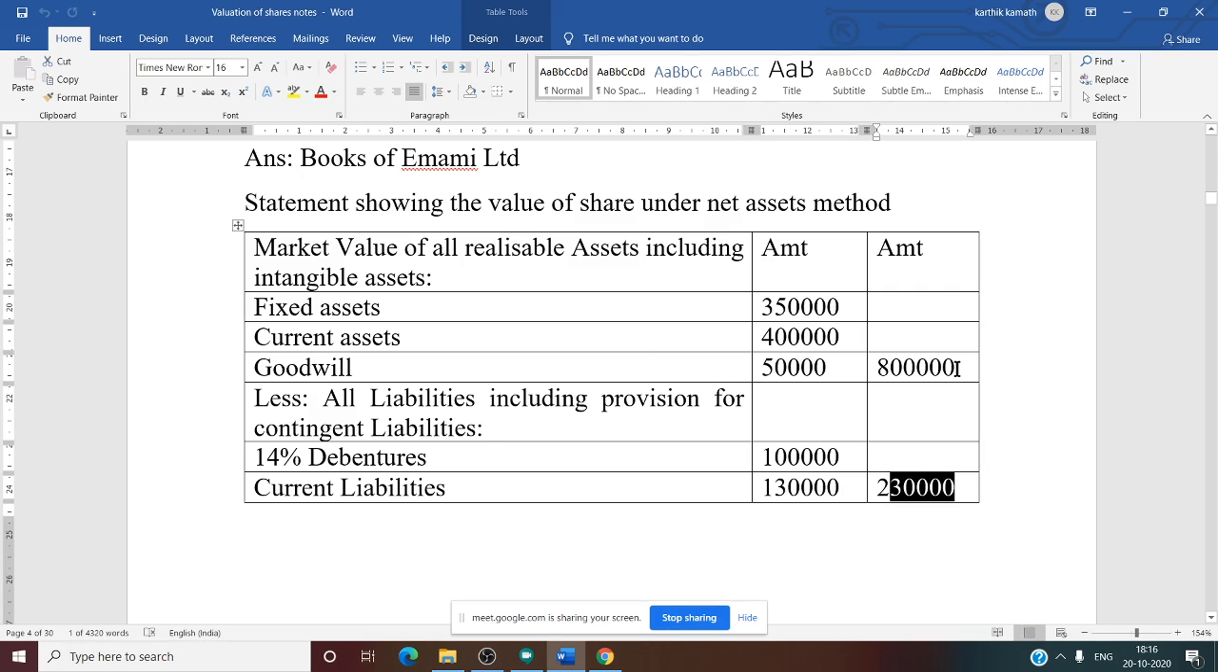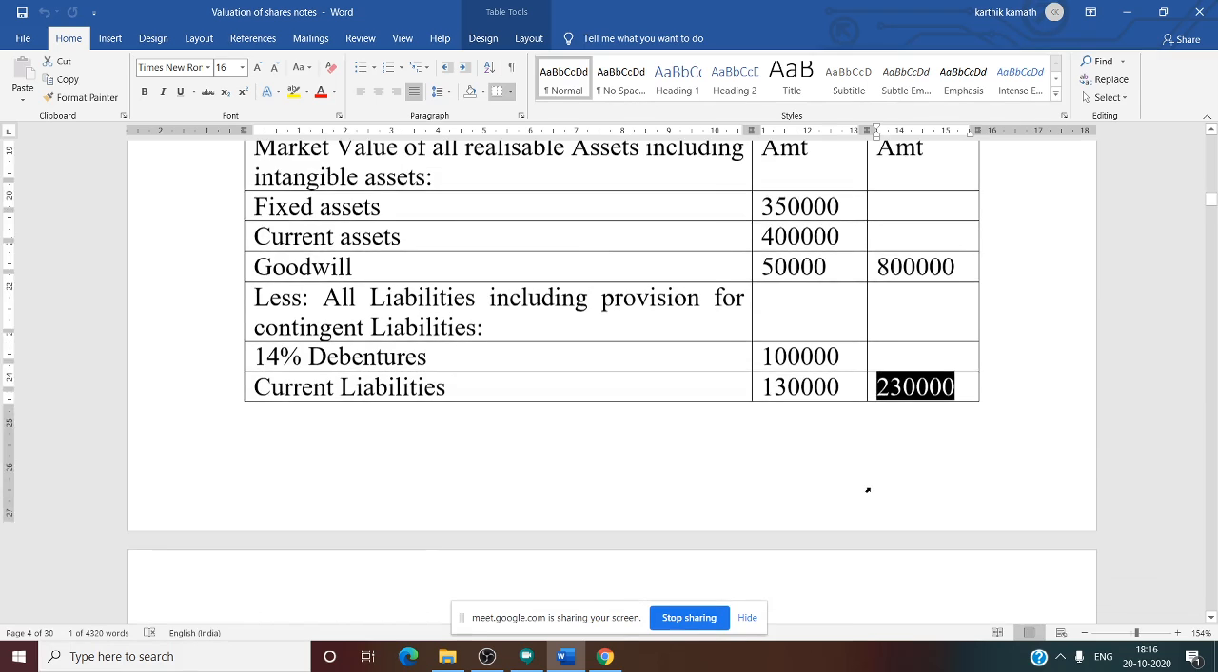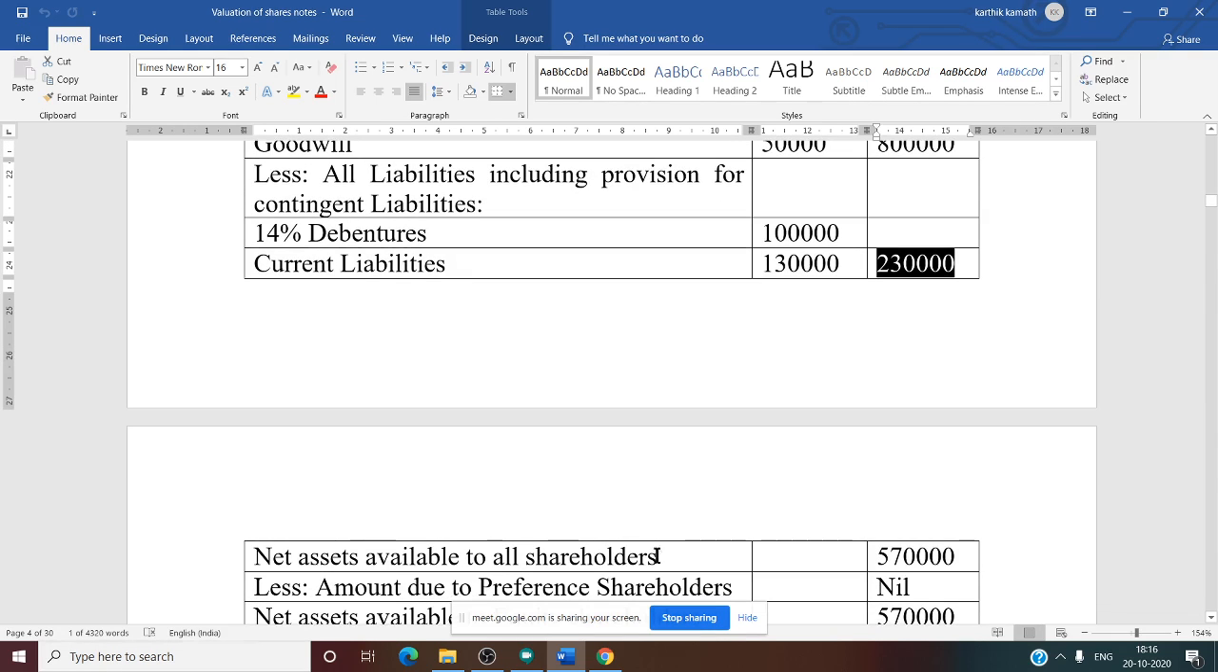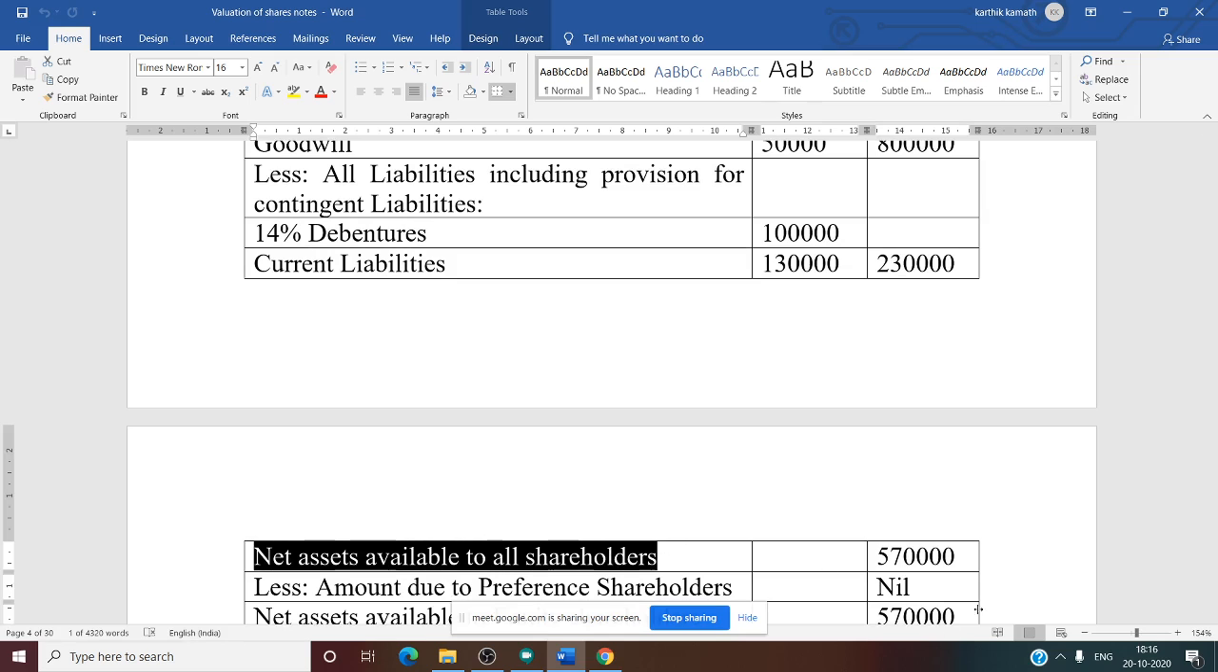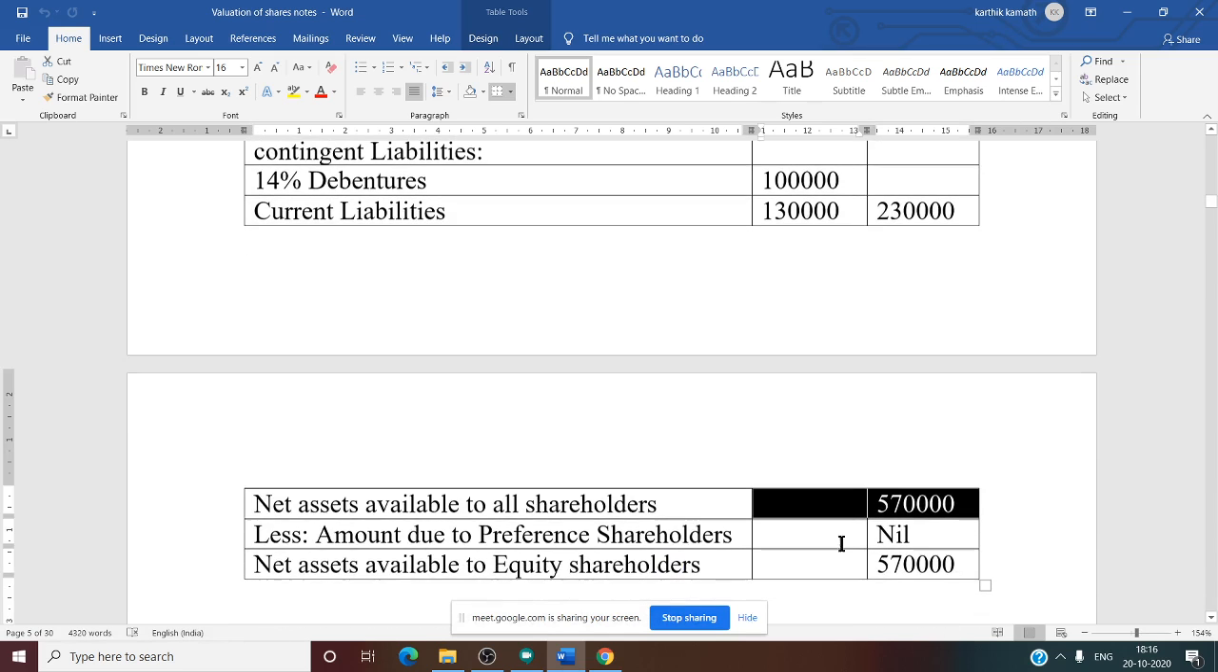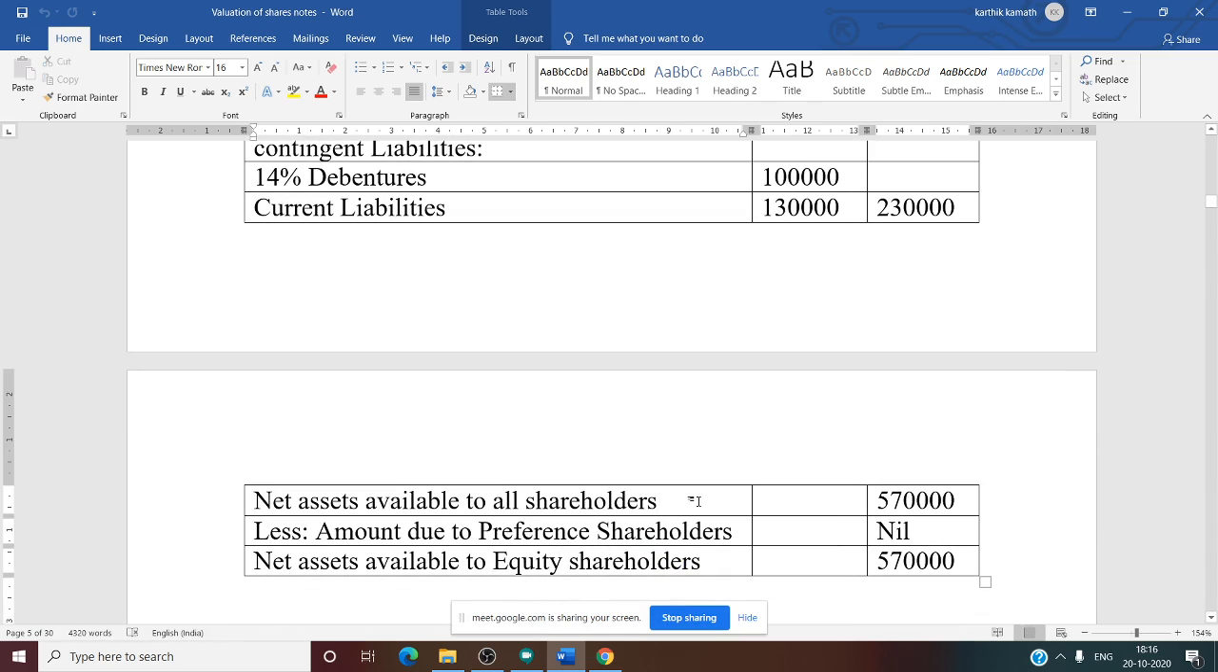So now we know the asset total is 8 lakh, and the liability total is 2 lakh 30,000. So finally we want the net asset value. How to get net asset value? Asset minus liability, that is 8 lakh minus 2 lakh 30,000. If you do, you will get the net asset available, that is 5 lakh 70,000. 5 lakh 70,000 is the net asset available to all shareholders.